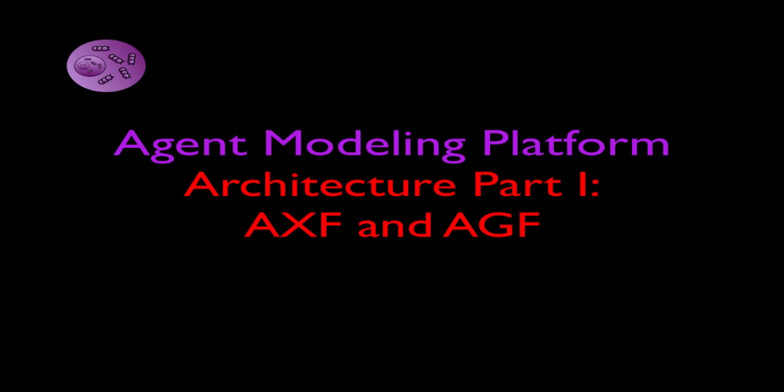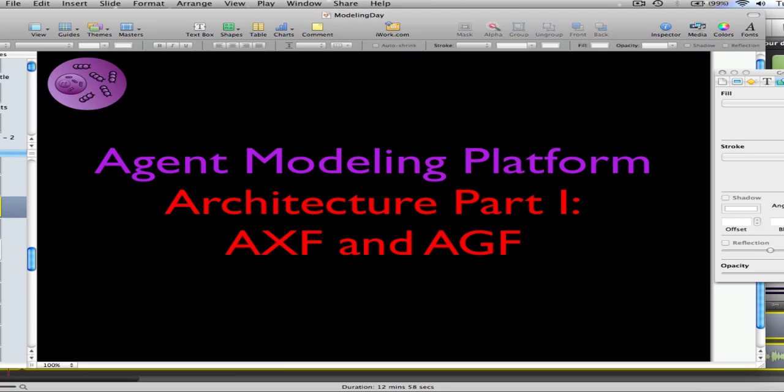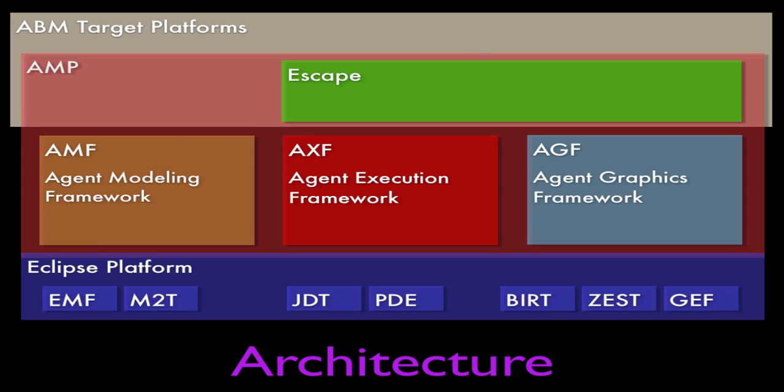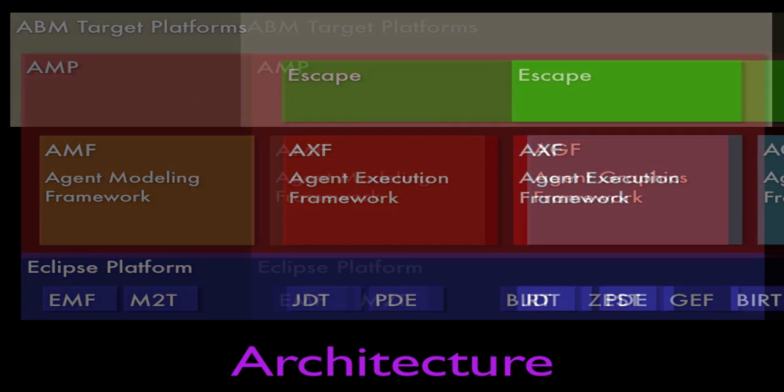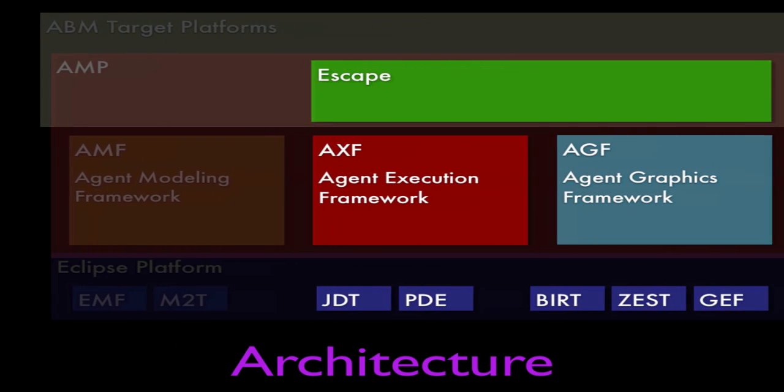And in this screencast, I'm going to describe the architecture for the agent modeling platform, and we'll start out looking at the agent execution framework and agent graphics frameworks. So let's go into the architecture itself. And as I mentioned, there are four main components here: the modeling framework, the execution framework, the graphics framework, and then this other piece called Ascape. So we'll start out with the agent execution framework.